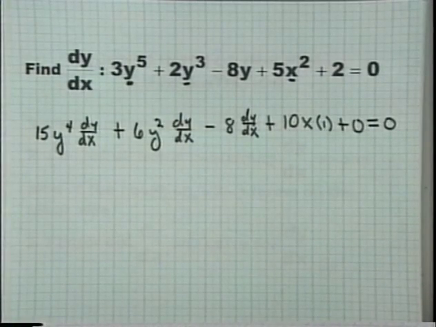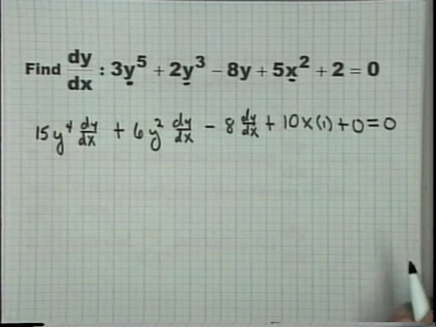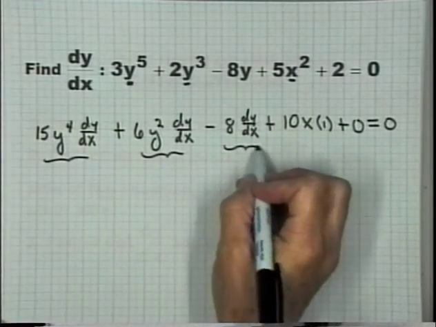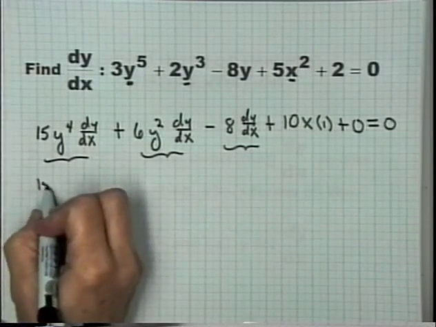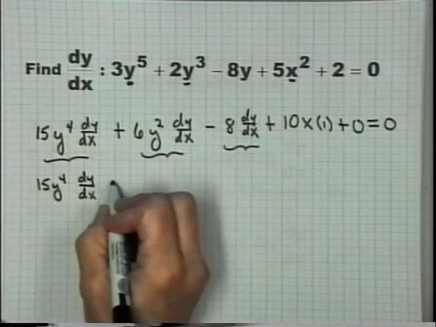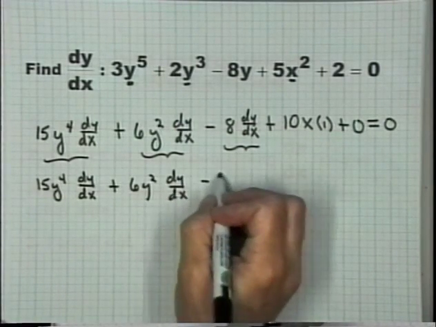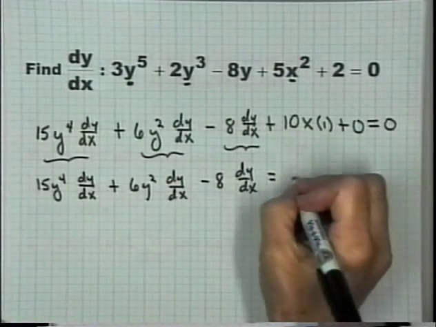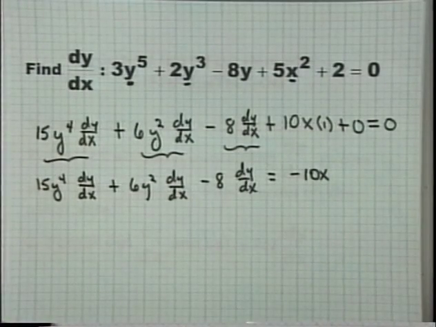Okay, now we have completed the derivative, but you'll notice it's in an implicit format. We will be able to solve for dy dx. So what I want us to do, notice these first 3 terms all have dy dx in them, and this term here does not. So the first thing I'm going to do is to rewrite this as 15y to the 4th times dy dx plus 6y squared times dy dx minus 8 times dy dx equals, and I'm going to move this term to the other side of the equation. So I'll subtract the 10x and move it over there. Notice I can just ignore the zeros.